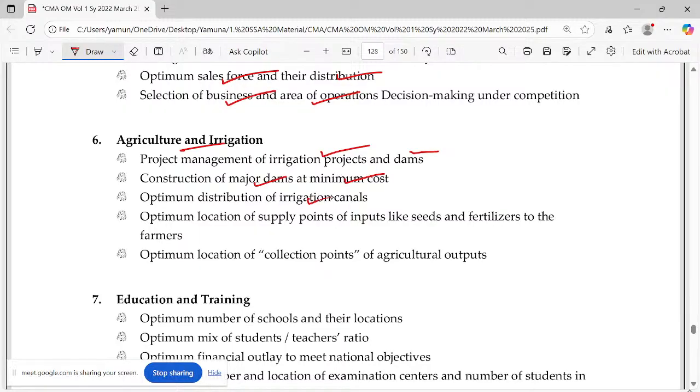Okay, irrigation canals. So how are you going to look at the supply points? So where you're going to have these seeds and fertilizers, so that it is reachable to the farmers. The collection points of agriculture.